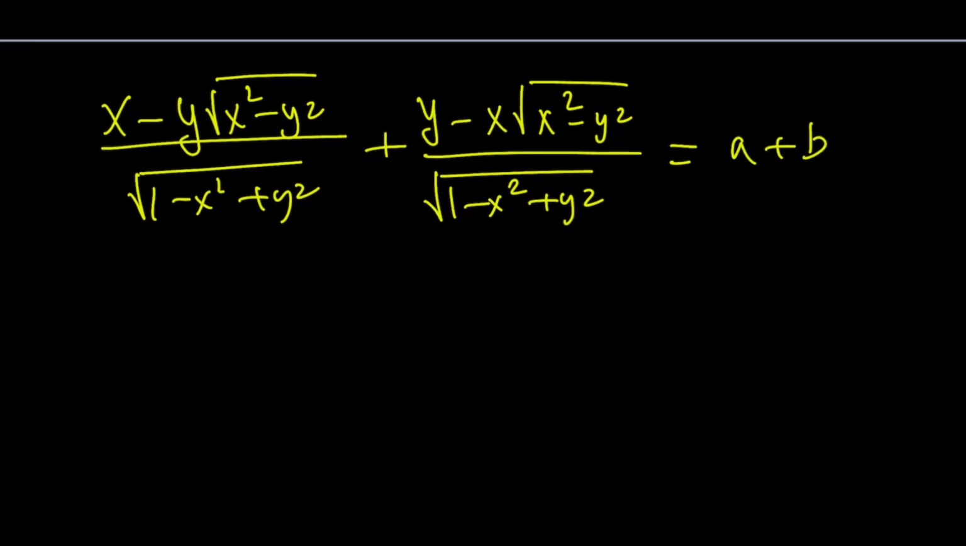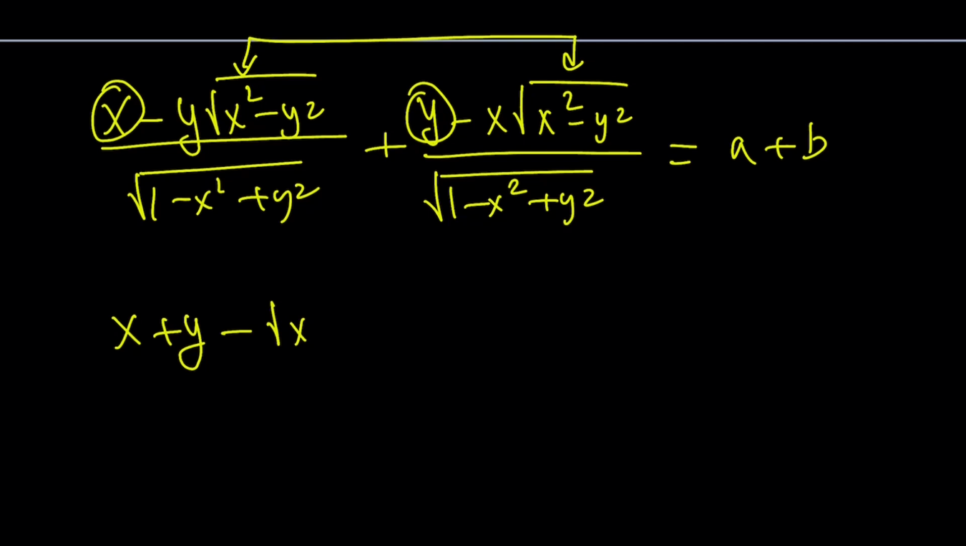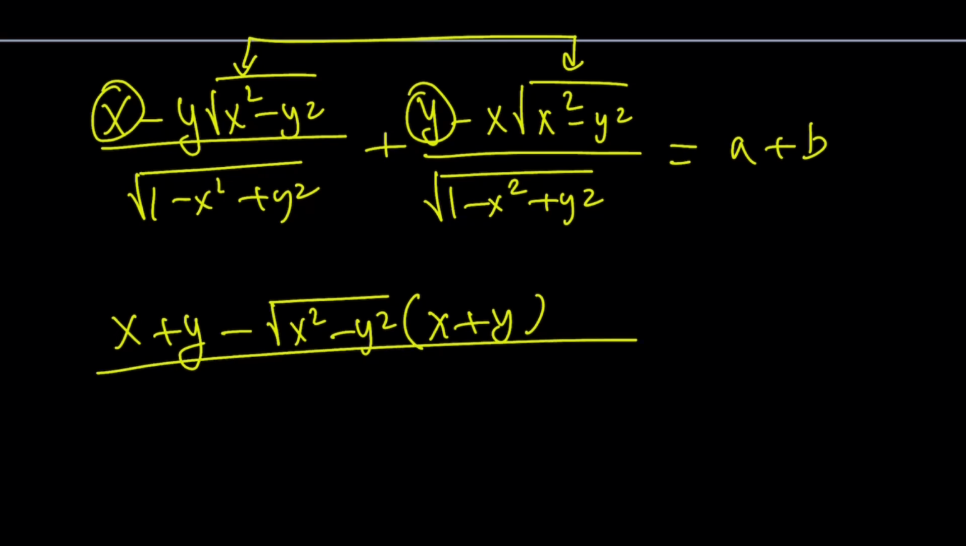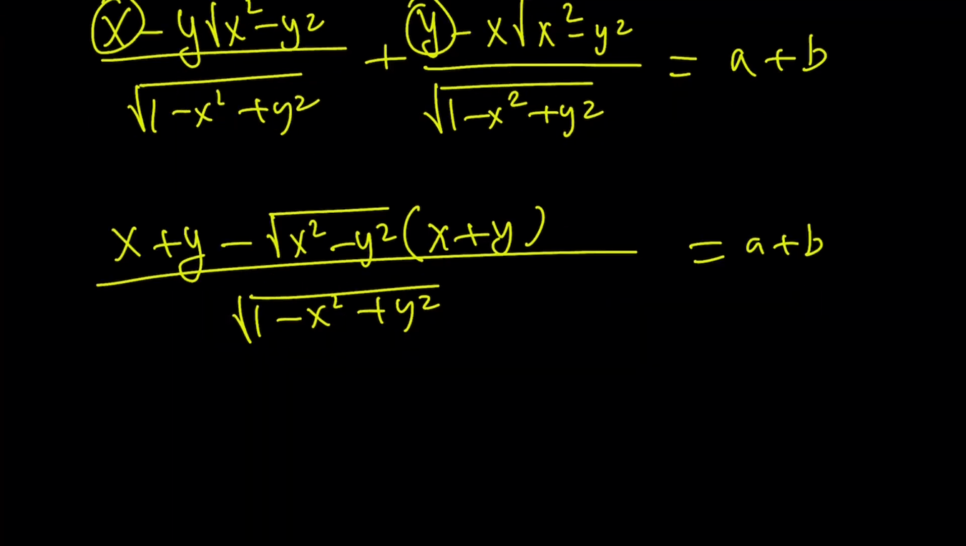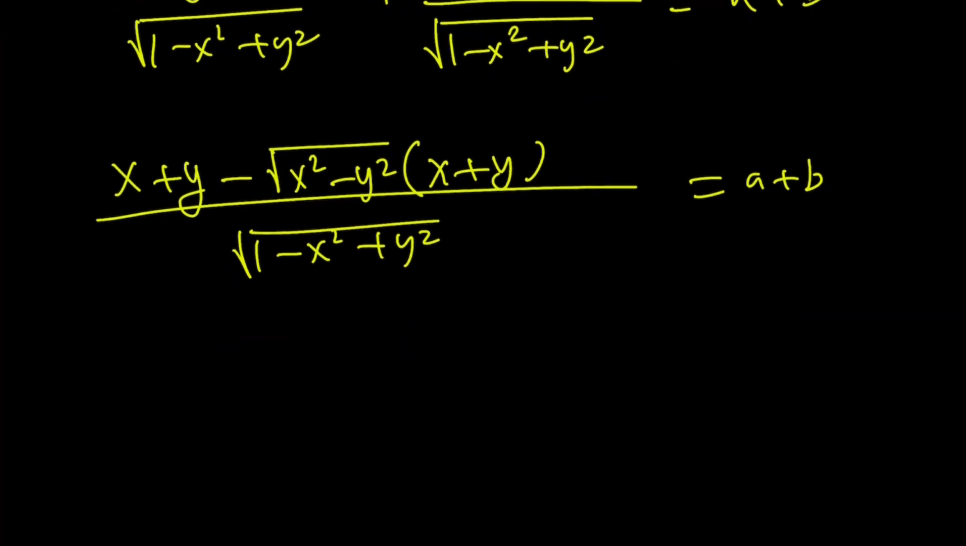Now, since they have the same denominator, I can just go ahead and add them, x plus y. And then these two terms, they have a common factor, which is minus square root of x squared minus y squared. And that'll give me x plus y. And then I'll divide it by the square root of 1 minus x squared plus y squared. And that is equal to a plus b. So first of all, I added these. I already had a common denominator, and then I factored out. So now x plus y is a common factor.